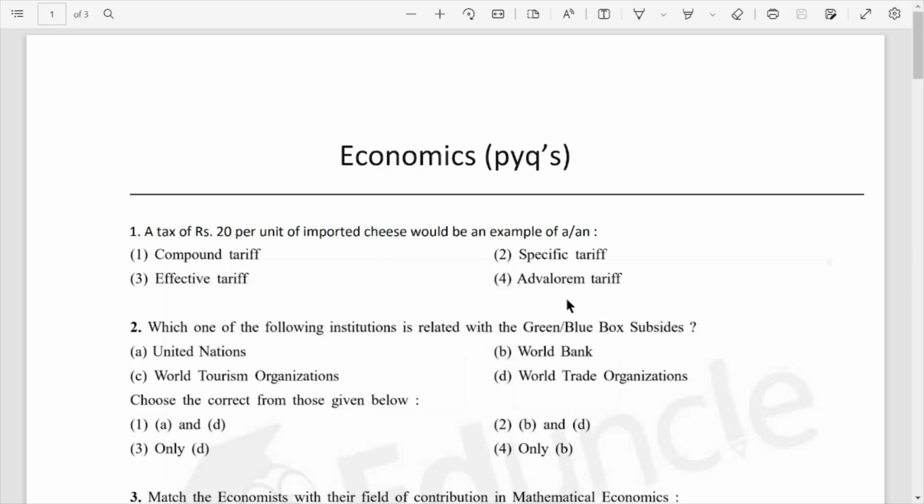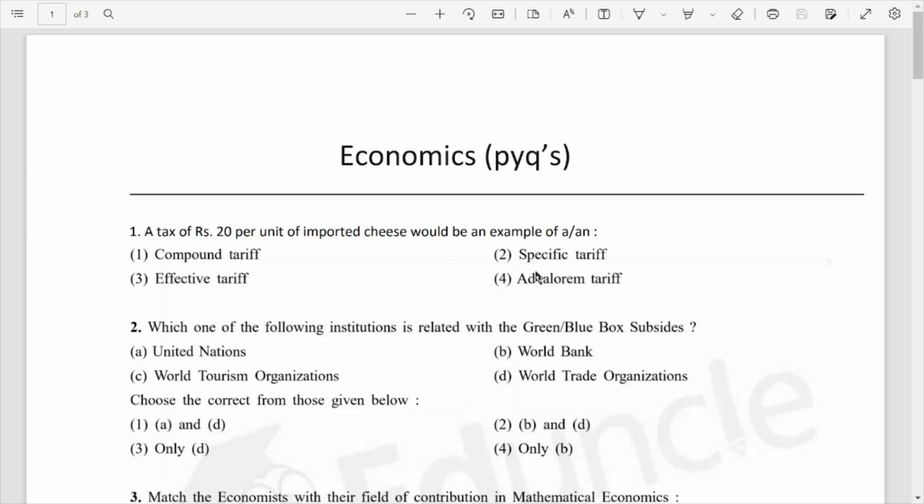First of all, you need to understand what a tariff is. A tariff is actually a kind of tax imposed by the customs authority of any country on imported goods. Tariffs are mainly of four types: ad valorem tariff, specific tariff, compound tariff, and effective tariff. Now, what is an ad valorem tariff? An ad valorem tariff is calculated on the basis of the value of the commodity.